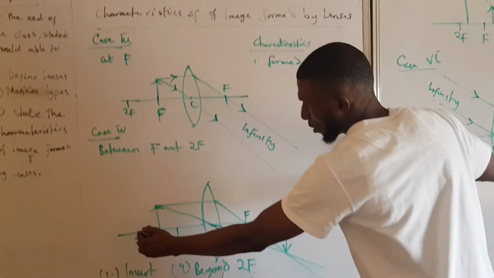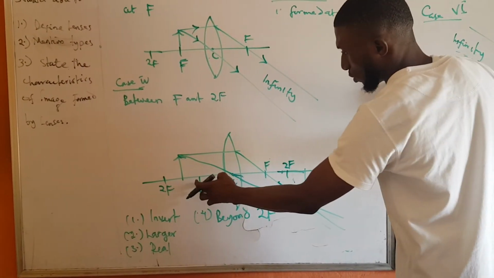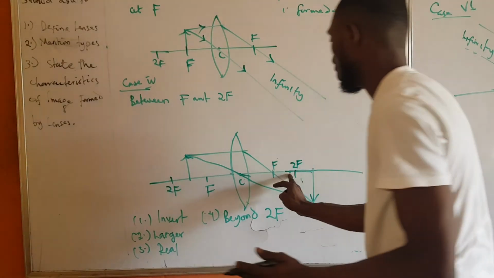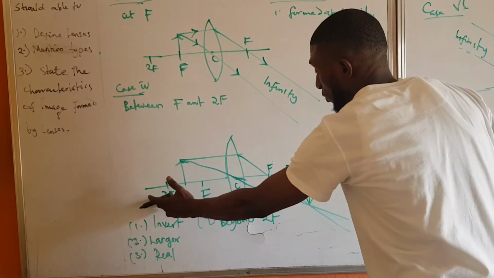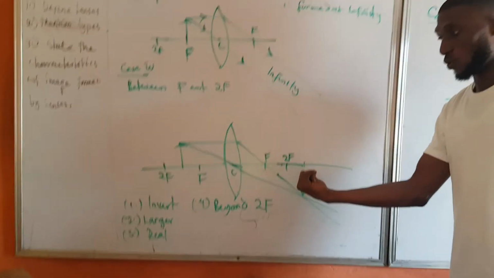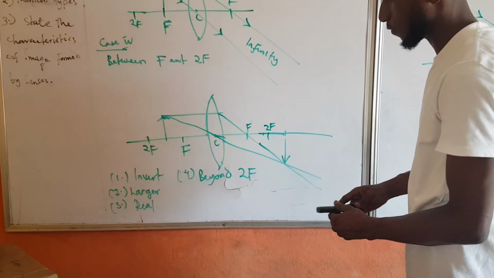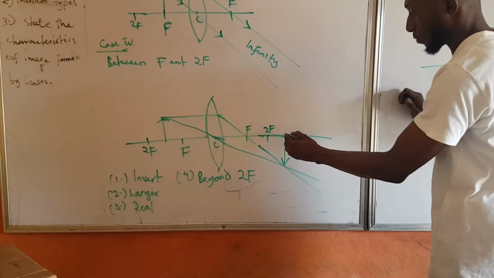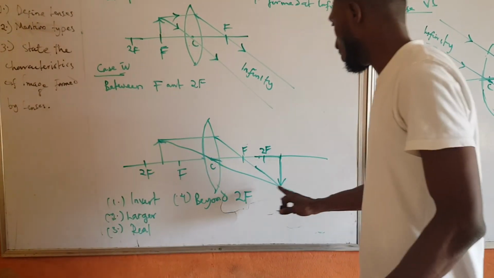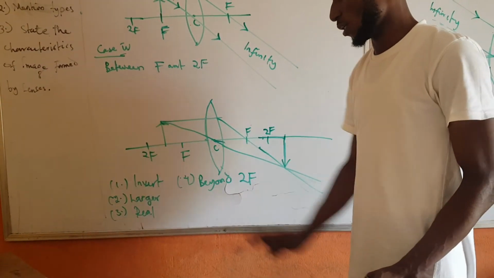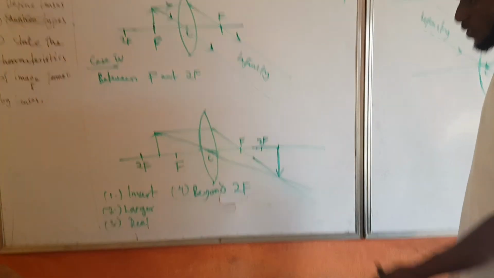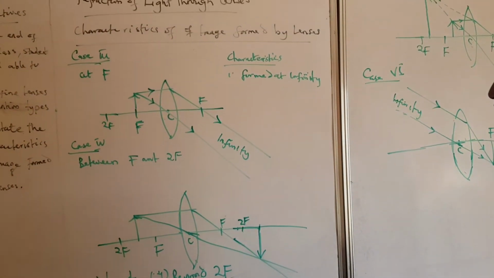Then what if it is between 2F and F? Just the same way we did for the first one, when it is behind 2F, it's formed between F and 2F. Now, if it is between 2F and F, it will form beyond 2F on the other side. The characteristics of the image formed now: it is inverted, turned upside down. Any image turned upside down, or inverted, is always real. Then the image formed is going to be larger than the object. Then the image is going to form behind 2F, and that is the characteristics for the object between F and 2F.